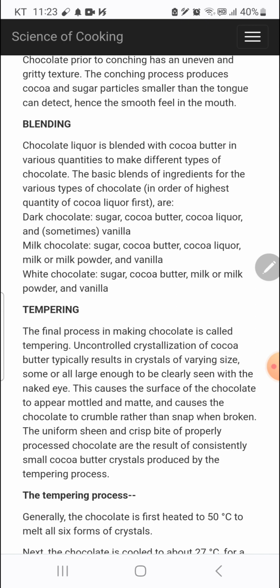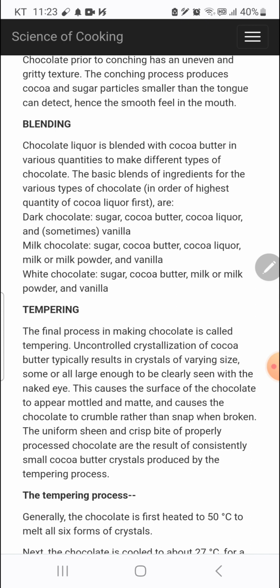The basic blends of ingredients for the various types of chocolate, in order of highest quantity of cocoa liquor first, are dark chocolate: sugar, cocoa butter, cocoa liquor, and sometimes vanilla. Milk chocolate: sugar, cocoa butter, cocoa liquor, milk or milk powder, and vanilla. White chocolate: sugar, cocoa butter, milk or milk powder, and vanilla.